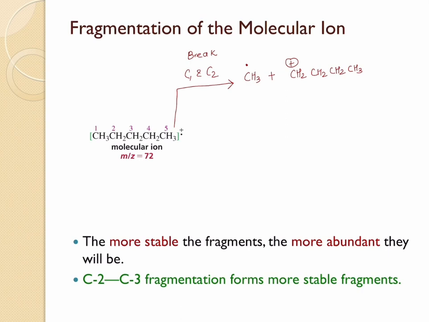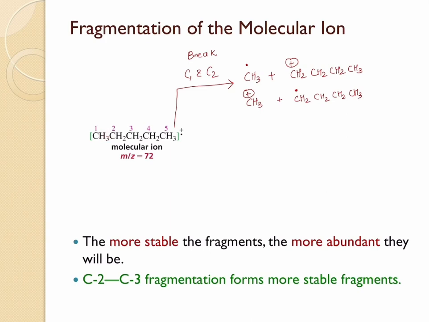You can also have the other possibility, where the electron has gone onto this carbon, in which case the methyl carbon is the one which is going to have the positive charge. So this would be the other possibility. Okay, so these are the fragments that are obtained when you break across the C1-C2 bond.